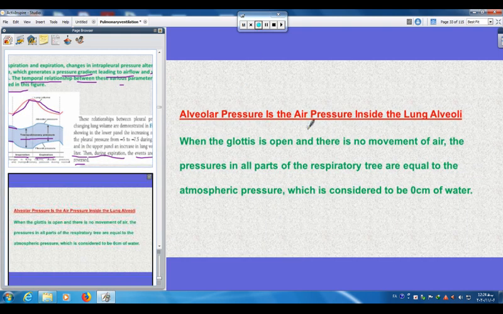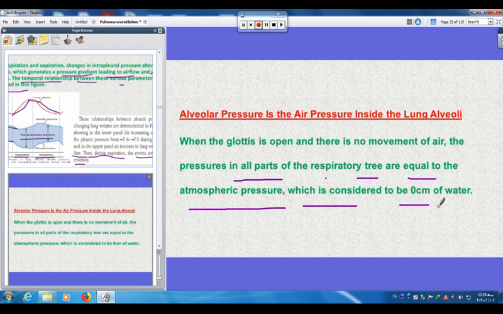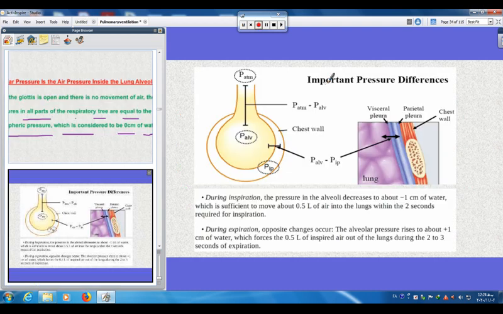Alveolar pressure is the air pressure inside the lung alveoli. Okay, when the glottis is open and there is no movement of air, the pressure in all parts of the respiratory tree is equal to the atmospheric pressure, which is considered to be 0 centimeters of water, the reference pressure. We can see the pressure difference is very important for respiration.